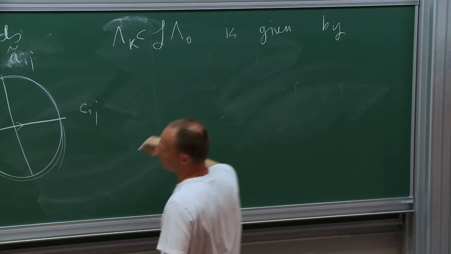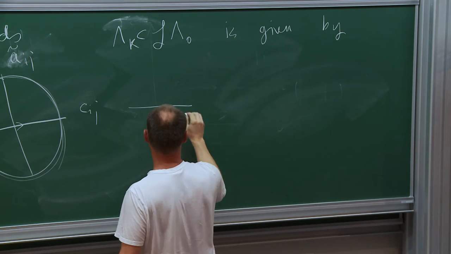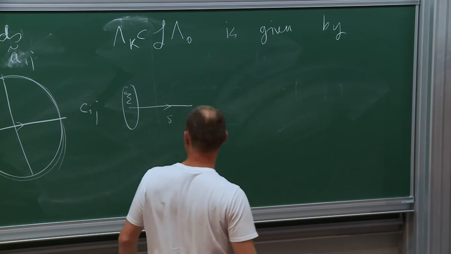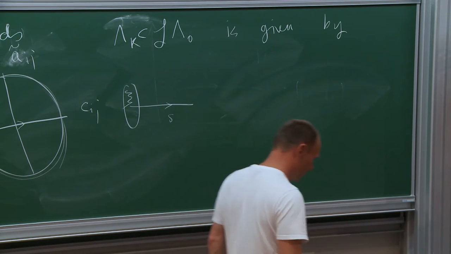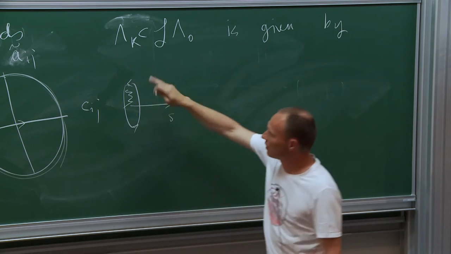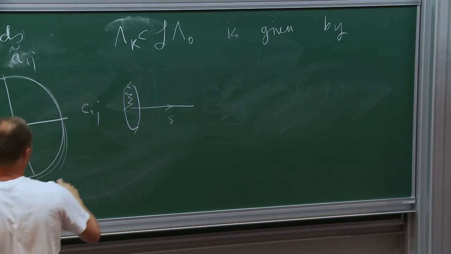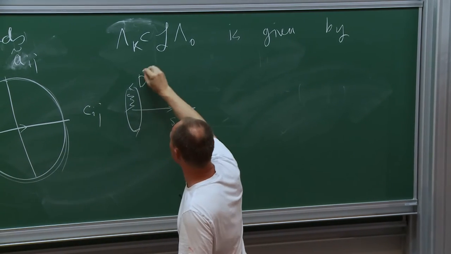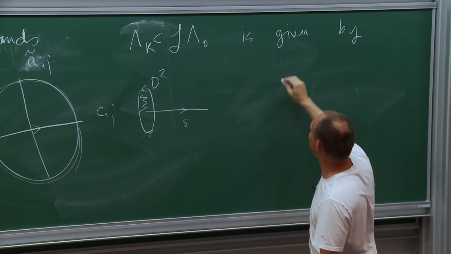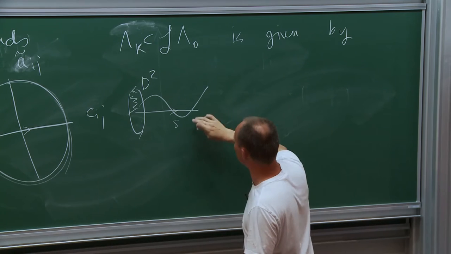So let me introduce some more coordinates. Here I have my circle. I have a coordinate s along the circle, and then I have some coordinate xi, say, along the D2. So the neighborhood is S1 times D2, and this one is given by the... and I have my braid here.